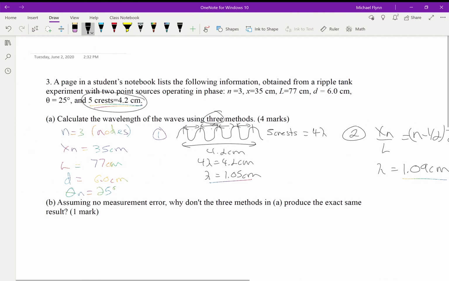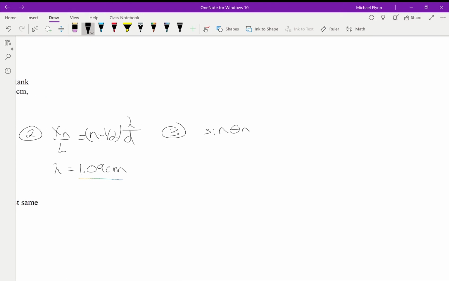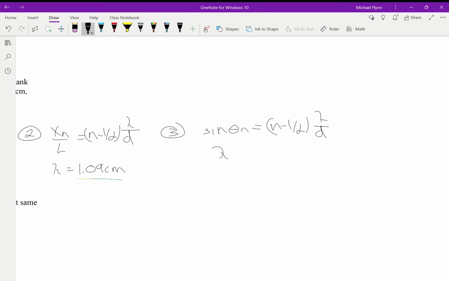Number 3. The other thing I can use is sine of theta n, which is equal to n minus 1/2 times lambda over d. Since I know that theta n is 25 degrees, I'll solve that for wavelength and plug in all the other values. So I go sine of 25, divided by, and times 6, and I get 1.01. All right, now I'm going to underline that with a rainbow.